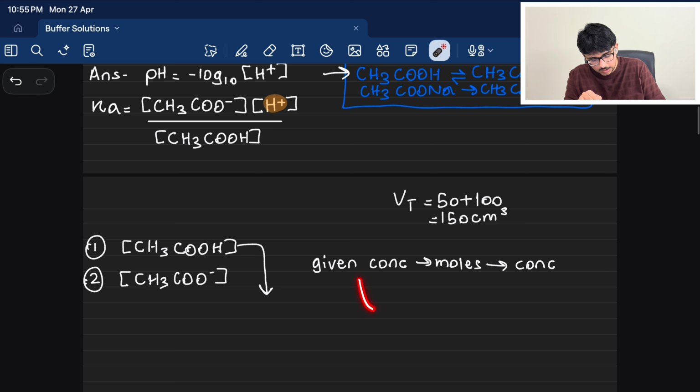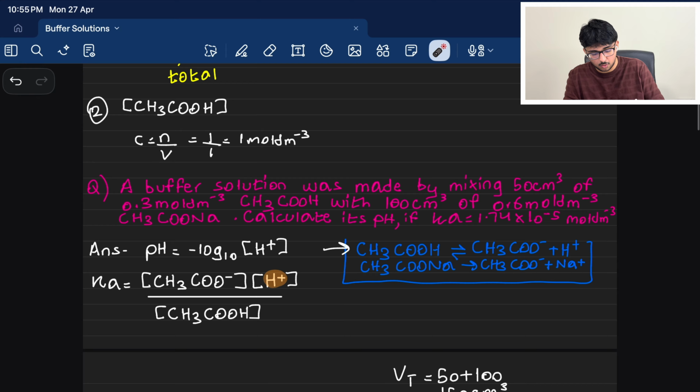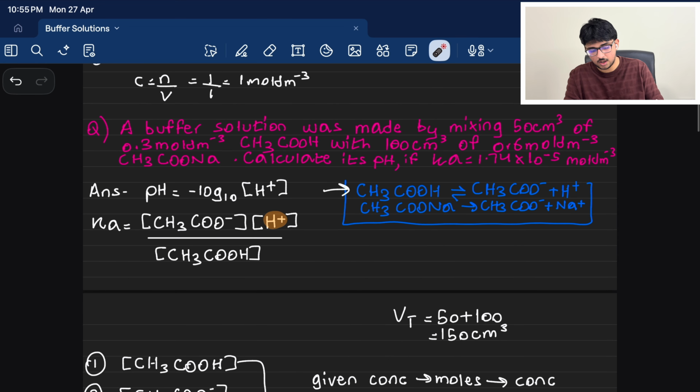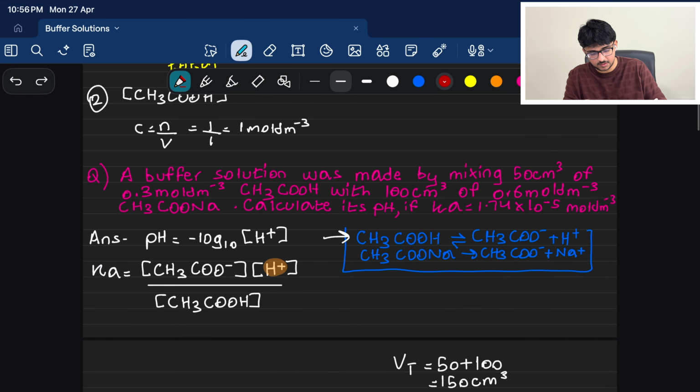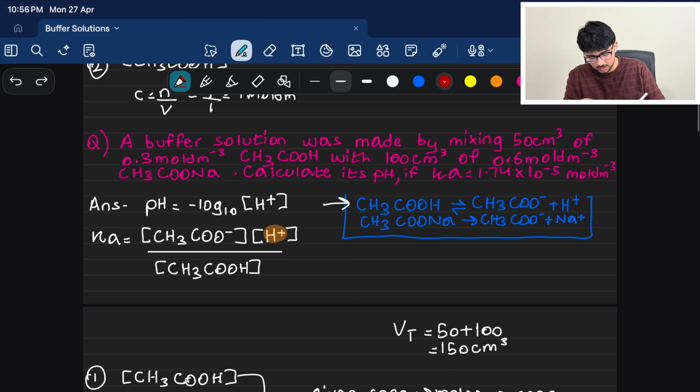So you need to convert the given concentration to moles and then moles to concentration. If, and I say if, the total volume was 1000 cm cube, meaning 1 dm cube, then this would be your final answer. Simple as that. But because it's not, you have to first convert it into moles. So what's the formula? N equals CV over 1000. You divide it by 1000 if your volume is in centimeters cube. If your volume is in decimeters cube, then you just write N equals CV. Because it's in centimeters cube, we need CV over 1000.